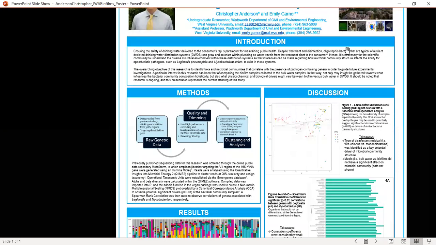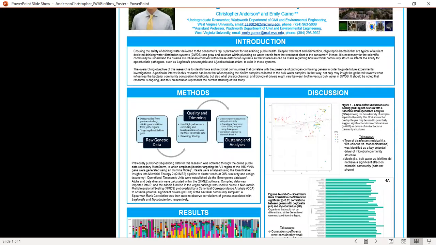In order to complete these studies, genetic sequencing was completed in a previous sampling by my principal investigator, Dr. Emily Garner, that targeted the 16S rRNA gene within the drinking water samples.